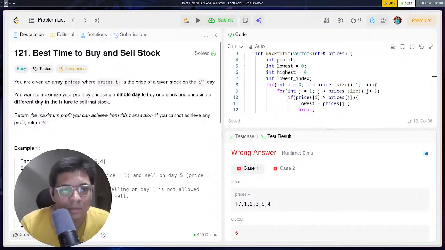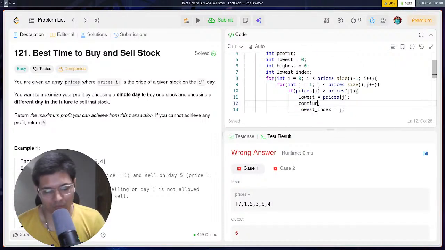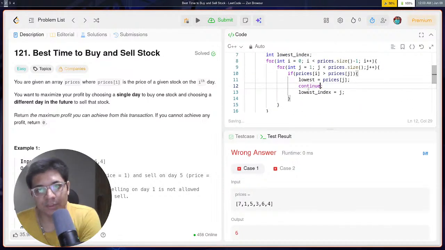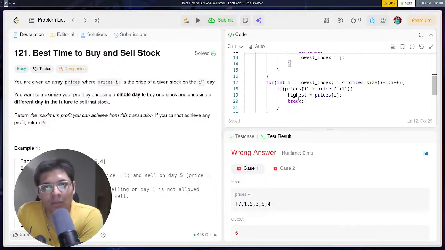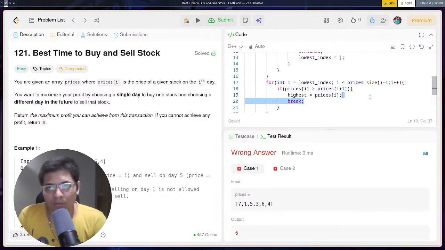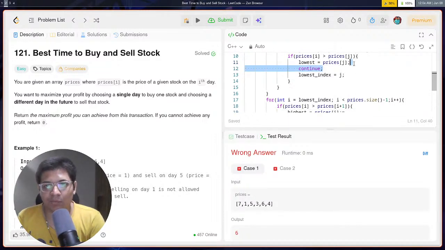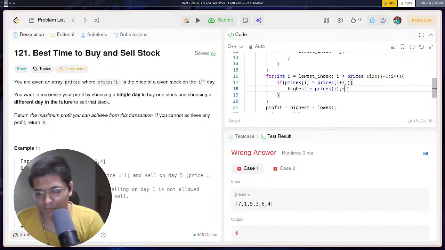We are taking 7. 7 is greater than 1. So the lowest we can... Oh, my bad. We'll still continue here too. If we don't add this statement, it will be just as fine.